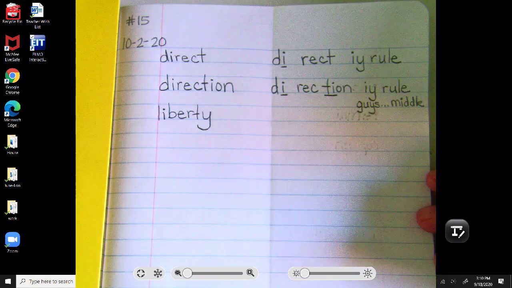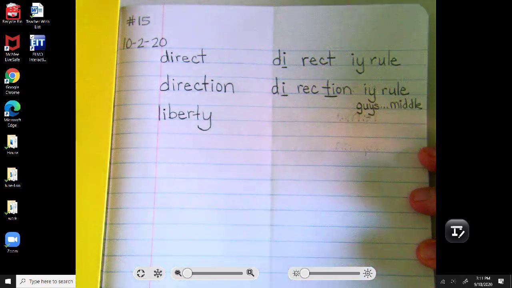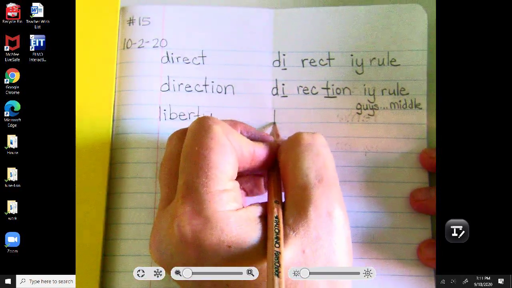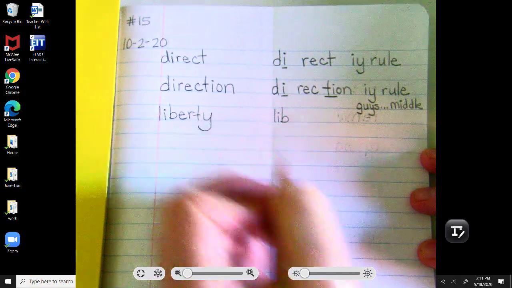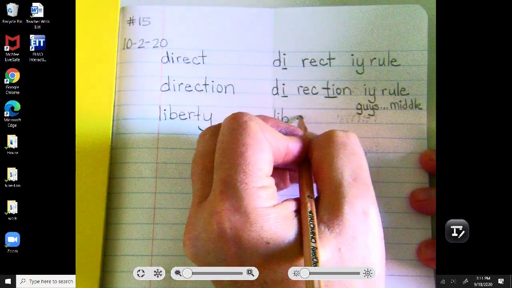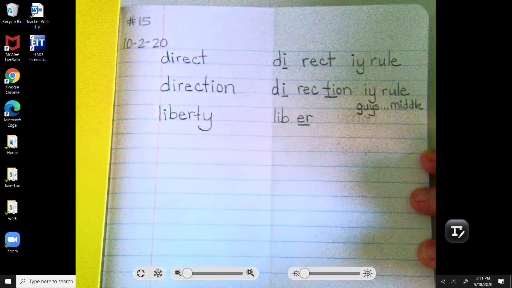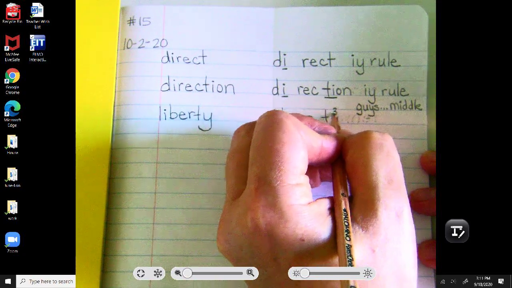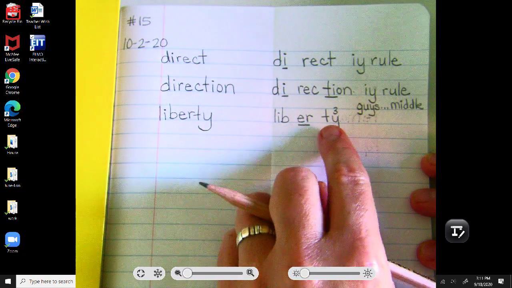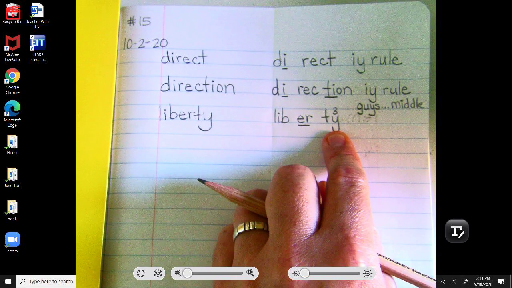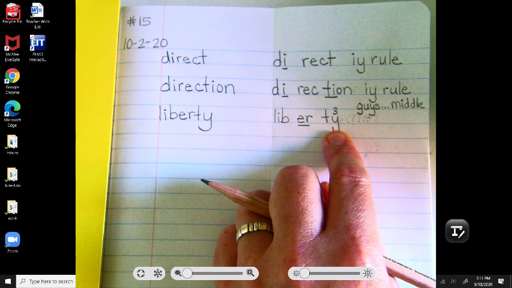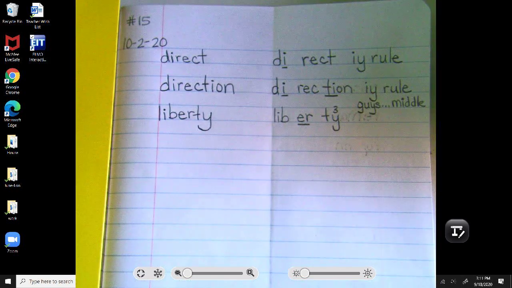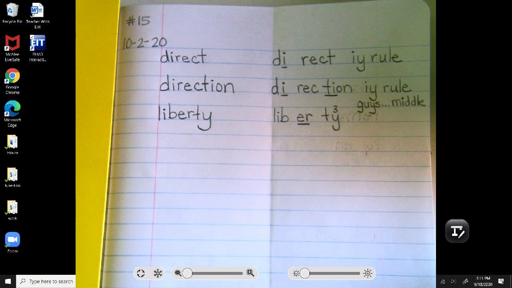All right, let's check how you did with liberty. Did you get that it's a three-syllable word? Lib, er, ty. Liberty. With a 3 above the Y, it's the third vowel sound of y, I, liberty. No rules in liberty. Liberty.